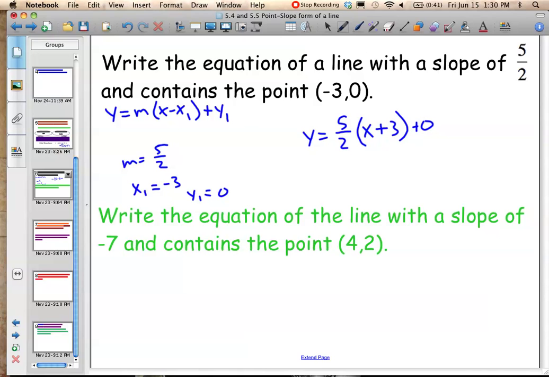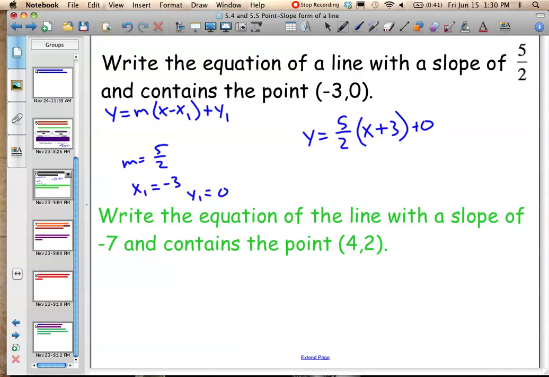We're done. Now I know you may be saying, oh my goodness, it doesn't look like y equals mx plus b form. If you wanted to, you could distribute and combine terms. You could do that. But unless you're told to, this equation is fine. Leave it like that.